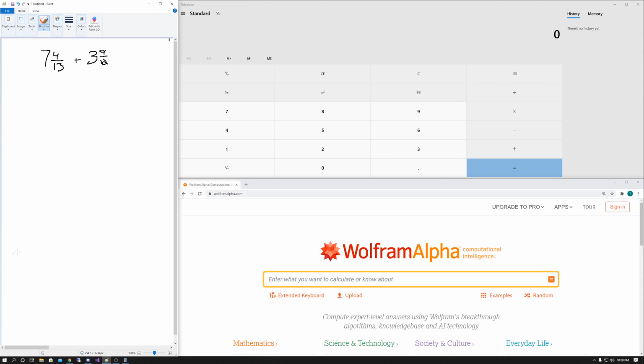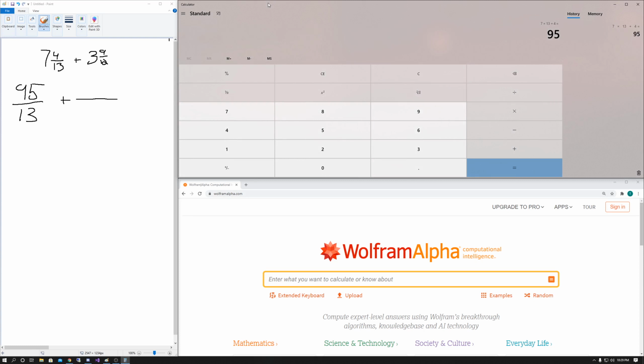So for addition, the first thing you want to do is turn any mixed numbers into improper fractions. Alright, so 7 4/13ths, we're going to take the whole part, multiply it by the denominator, and add the numerator, which gives us 95. We're going to bring down the denominator, bring down the operator, and we're going to convert the other mixed number as well into an improper fraction.